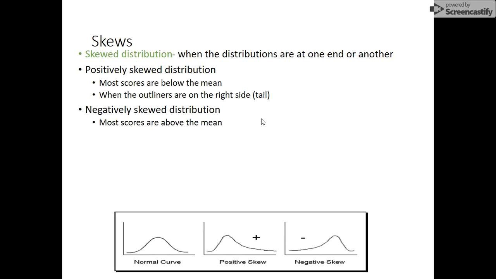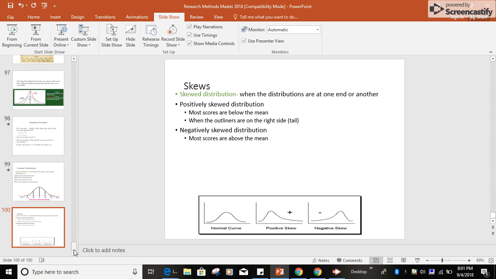There can sometimes be skewed data. Skewed data is when the distributions are at one end or another end of the scatter plot. Positively skewed distributions, okay, are when most scores are below the mean, and the outliers are on the right tail over here. Negative, okay, is when the scores are above the mean, and then you have a few outliers, okay, on the left side of the screen, and then you have a normal distribution curve. Okay, and that's it on the statistics.